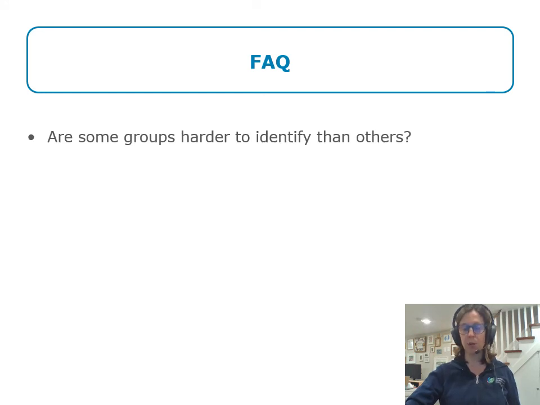Are some groups harder to identify than others? The short answer to that is yes, and I think I shared some of that when I was talking about tricky identifications. Skippers are generally harder to identify than others, but then there are those particular species groups or species pairs that can be quite hard to tell apart. As I said, just do your best, keep learning, get feedback from people who've got more experience, and you'll be better at the end of the year than you are at the start, that's for sure.